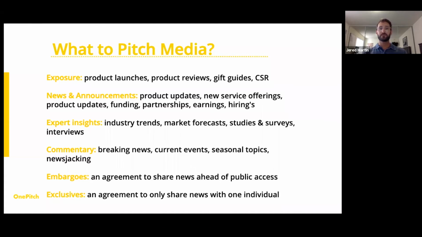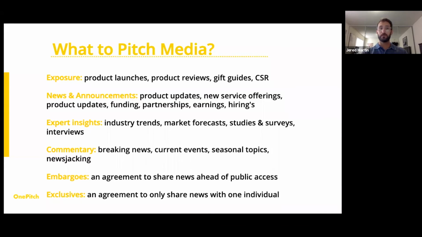So if you have the opportunity to pitch a journalist based on an exclusive story, maybe, again, it's a study or a survey you've conducted. Maybe it's a brand new product offering that's going to completely disrupt or completely innovate a space. Those would be examples of types of exclusive stories that you'd want to pitch. But the most important thing to remember is that an exclusive should only be directed towards one person.